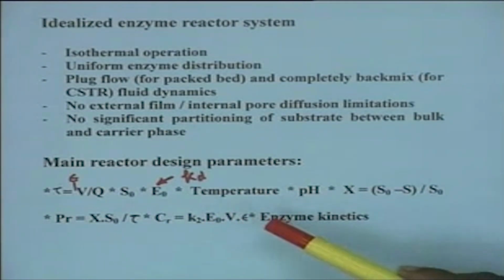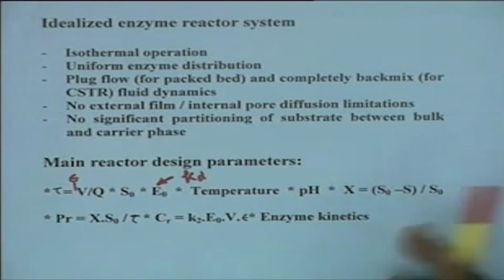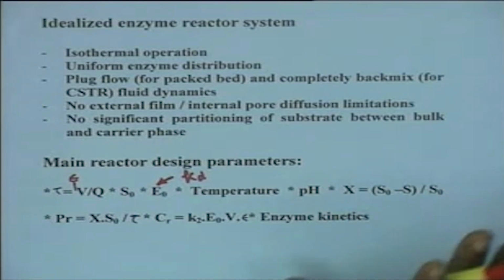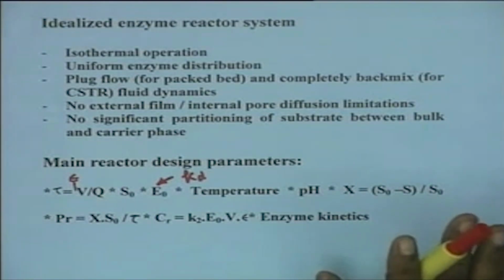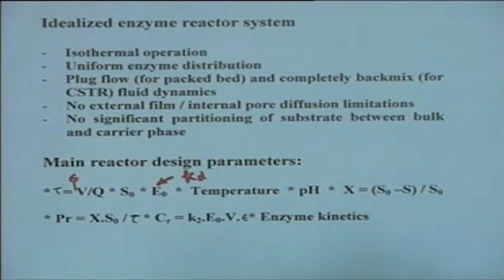And then of course finally the important parameter is enzyme kinetics itself, because the reactor performance will depend upon the reaction kinetics which controls the reaction. Mind it, we are not considering under idealized reactor conditions anything like diffusional limitations, partitioning effects and non-ideal fluid flow behavior, which we will consider subsequently one by one to arrive at the final reactor performance. So what is PR? Productivity, reactor productivity, and CR is the reactor capacity.